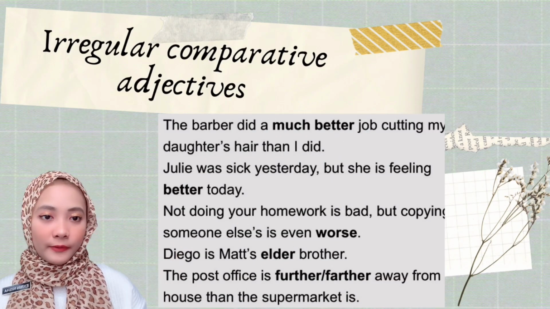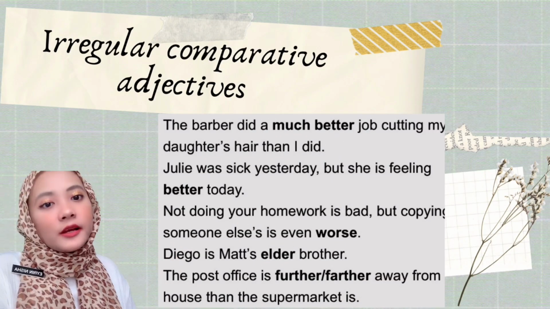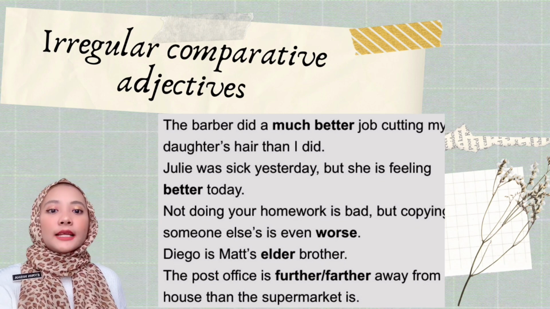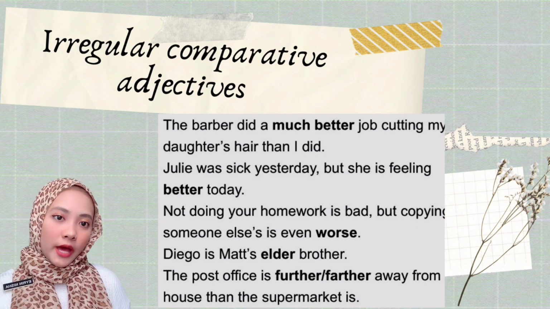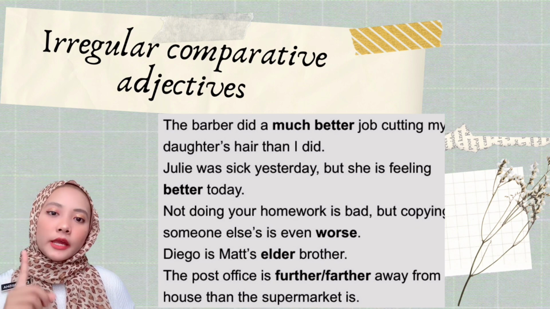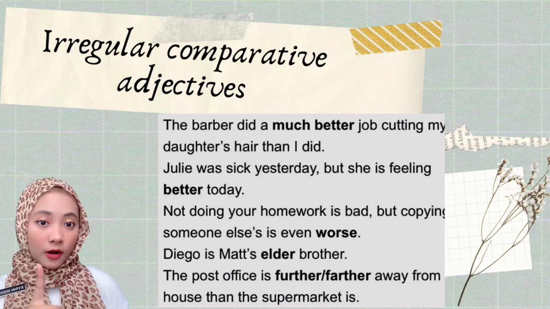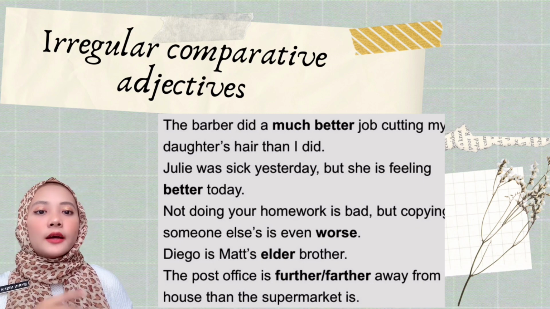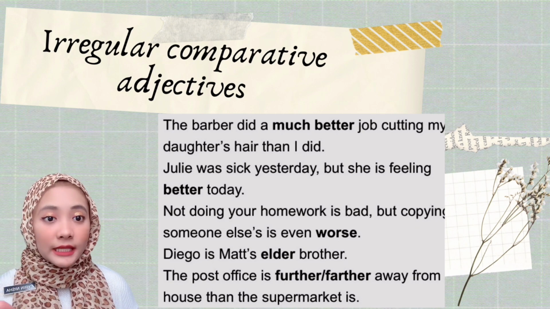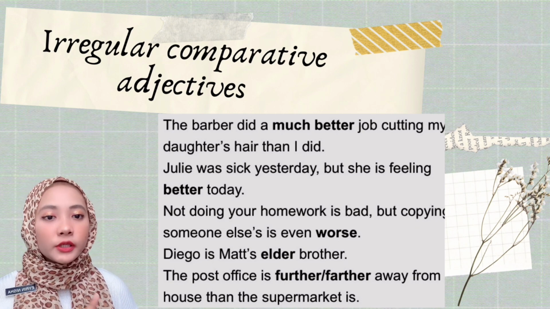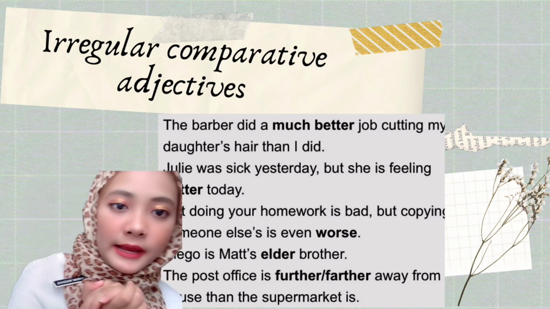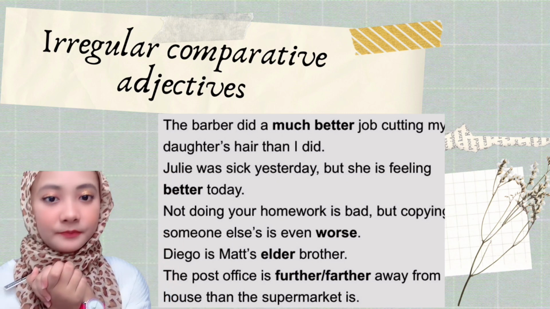Number 4, irregular comparative adjectives. The adjectives good, well, bad, old, and far have irregular comparative forms. Let's look at how we use them in sentences. Pay special attention to how the comparative form of far may change depending on its meaning.